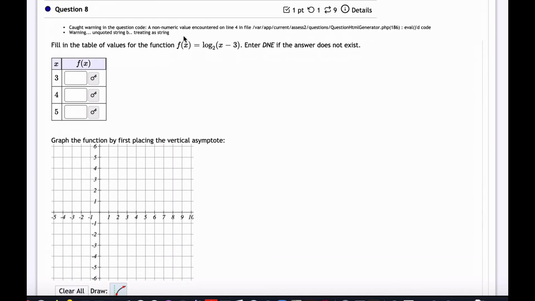Question 8, same idea. Note, I saw this little warning here. I don't think it matters. It still worked for me when I solved the problem, but if it doesn't work for you, just shoot me an email or something and we'll get rid of it.